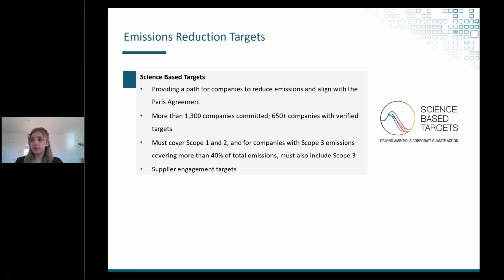Science-based targets must cover Scope 1 and Scope 2. And for companies whose Scope 3 emissions cover more than 40% of the combined Scope 1, 2, and 3, targets must cover Scope 3 as well. So needless to say, this covers quite a big share of companies. Moreover, all companies involved in the sale or distribution of natural gas or other fossil fuel products have to set science-based targets with their Scope 3 targets as well.